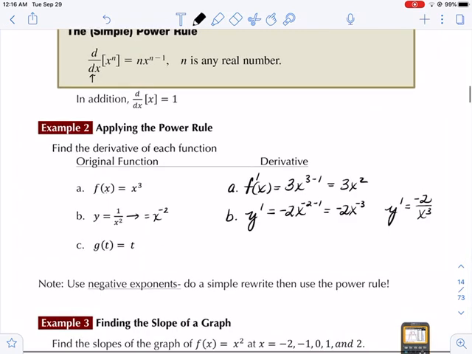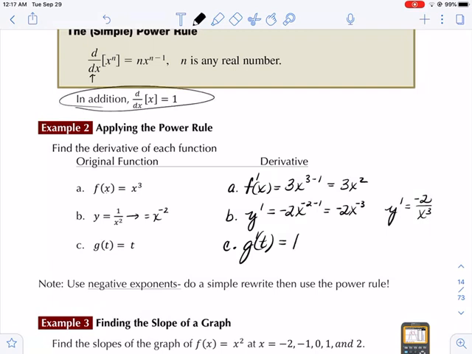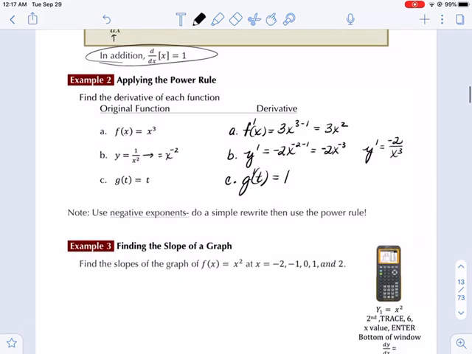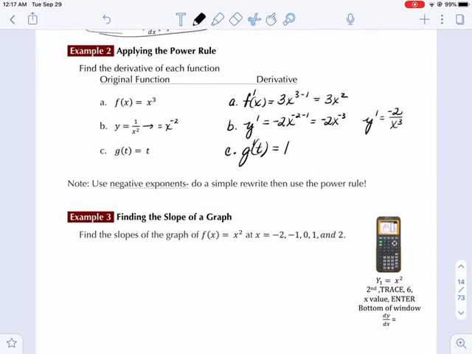And then for c we have g prime of t is simply equal to 1. Just as I have up here, the derivative of x with respect to x is just 1. So we're dealing with the same situation there. Okay. Now, find example 3, finding the slope of a graph then.